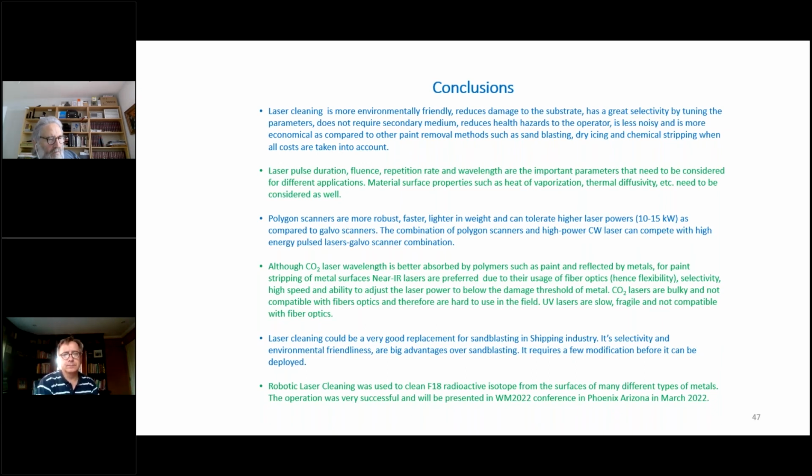So we came to a conclusion that laser cleaning could be a very good replacement for sandblasting in the shipping industry, because it's really a mess when you use a sandblaster in the shipping industry. It really damages the marine environment. So that's a really good method to replace it, and the Navy is really taking it seriously. And finally, we showed robotic laser cleaning of a radioactive F-18 isotope from surfaces of many different types of metals. And we did present this work at the WM 2022 conference in Phoenix, Arizona.